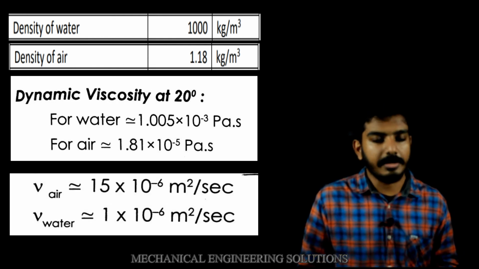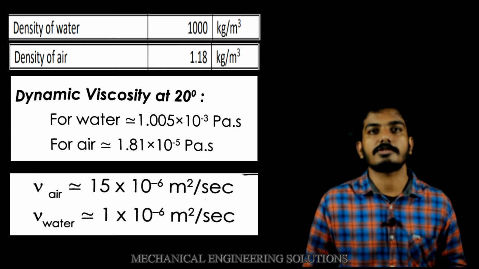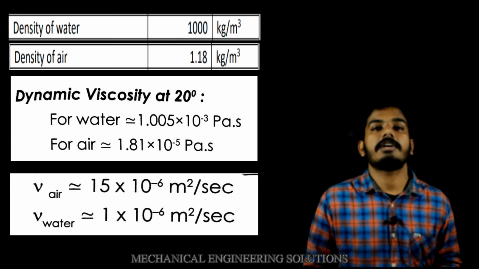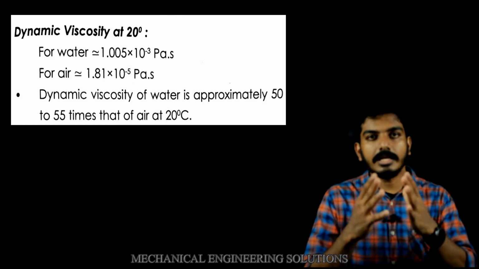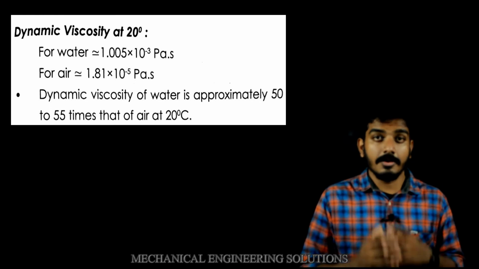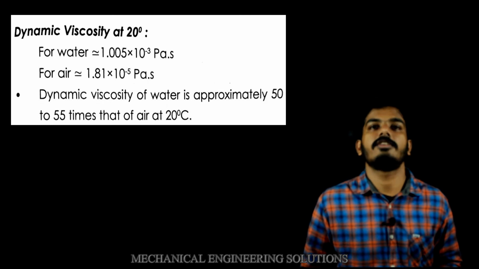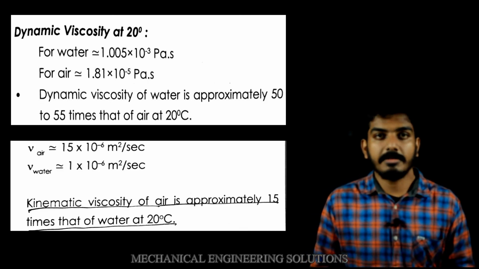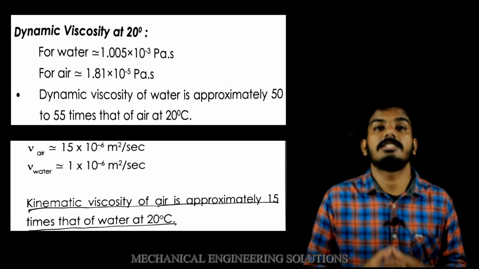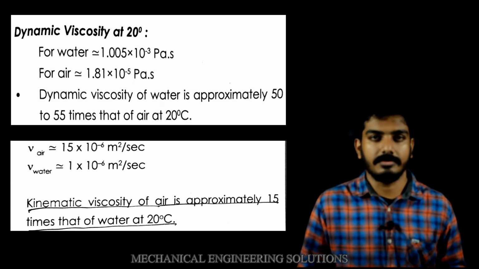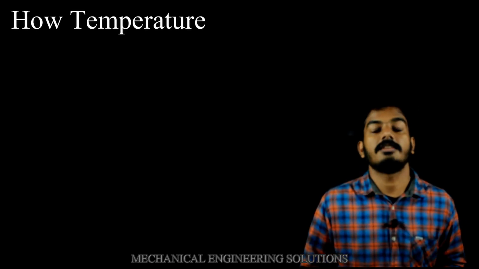When we come to kinematic viscosity, water has a kinematic viscosity of 1 into 10 raised to minus 6 meter square per second, and air has a kinematic viscosity of 15 into 10 raised to minus 6 meter square per second. That is, the dynamic viscosity of water is 50 to 55 times larger than the dynamic viscosity of air at 20 degrees Celsius. When coming to kinematic viscosity, the kinematic viscosity of air is 15 times larger than the kinematic viscosity of water. Now we can go to the factors affecting viscosity, that is, temperature.